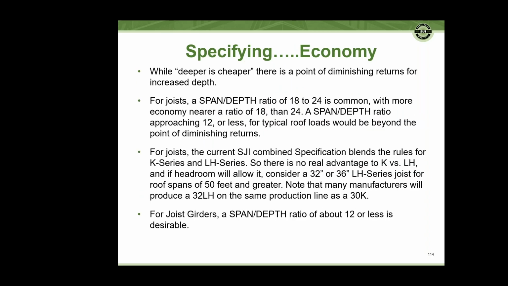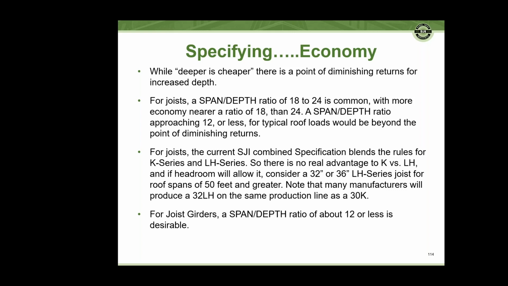Now, while that is true, the deeper is cheaper, there's a point of diminishing returns as we increase the depth. So here's some general recommendations. For joists, a span to depth ratio of 18 to 24 is common. And with more economy, as we get nearer a ratio of 18 than say 24, obviously this is going to depend on the headroom that's available.